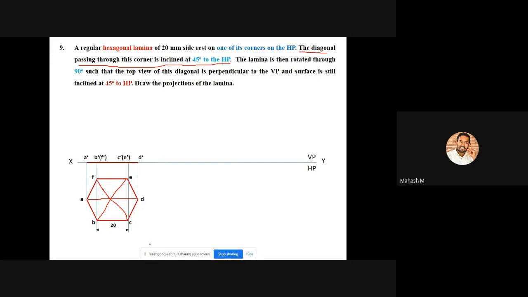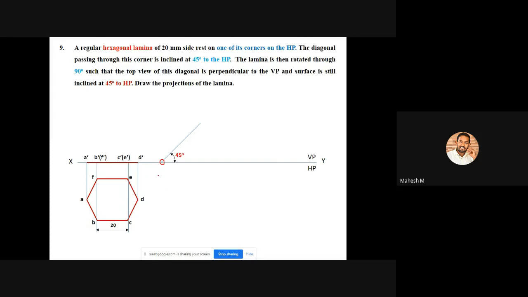The condition is we have to create it at 45 degree incline to HP. So the diagonal should be 45 degree inclined to HP. AD is a diagonal. The line passing through A and D is a diagonal, so this horizontal line is a diagonal. We can create this horizontal line inclined at 45 degree to the HP. So you can create a 45 degree inclined line. This point can be considered as A1 dash, and the endpoint D1 dash.